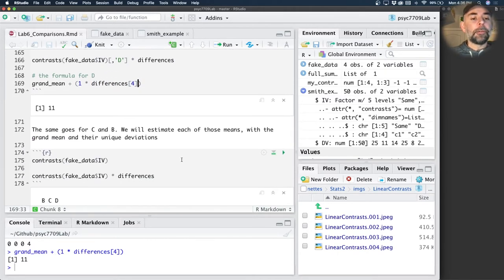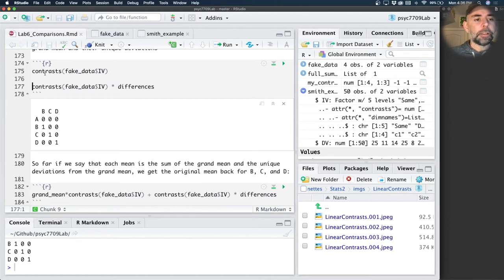All right, now we can do the same thing for C and B. If we look at this contrast, we can see how we are estimating C. We're using 0 of A, 0 of B, all of C, and 0 of D. And for B, we're using 0 of A, all of B, and 0 of C and D. If I multiply this contrast matrix by the differences for each group, we see that we'll think of B as -4 different from the grand mean. We'll think of C as +3 different from the grand mean. And we'll think of D as +4 different from the grand mean.